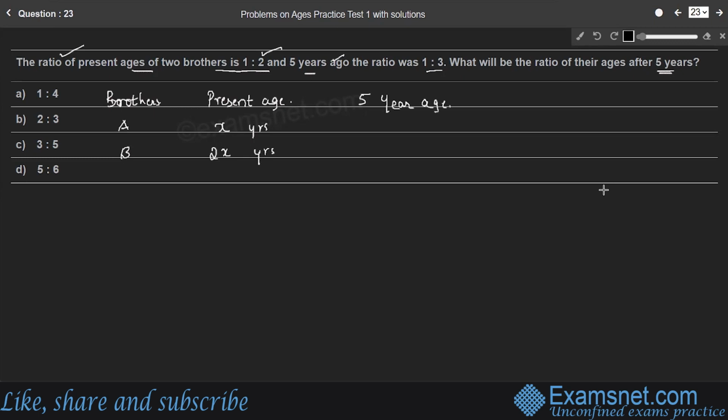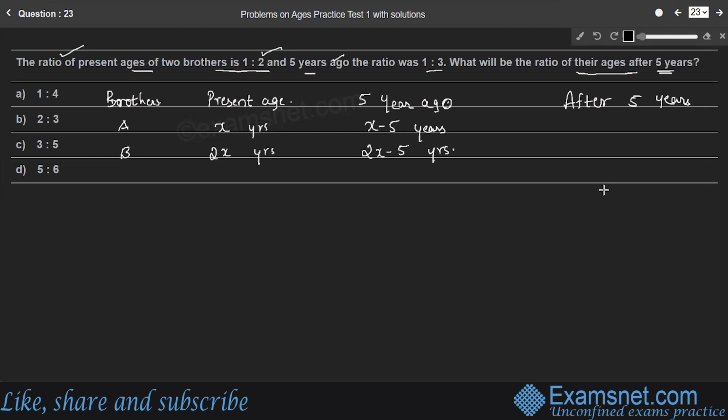The ratio was 1:3. So 5 years ago, A's age was x minus 5 years. Since present age is x years, his age 5 years ago was x minus 5 years, whereas B's age 5 years ago was 2x minus 5 years. And the ratio is 1:3. So here what is asked is, what will be the ratio of their ages after 5 years?